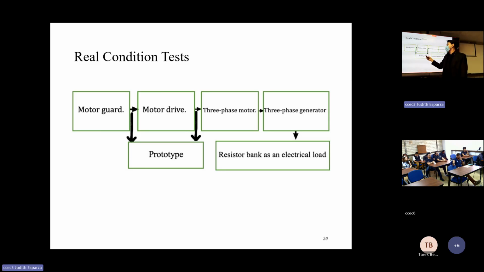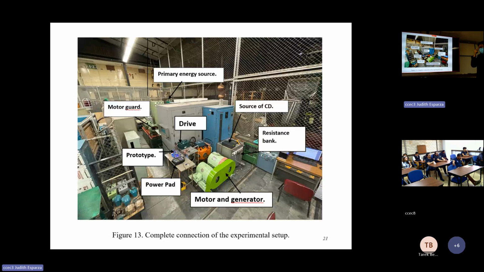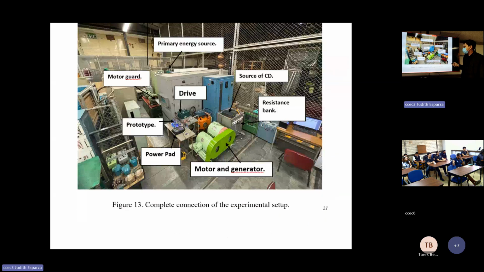The prototype is connected to the motor drive at input and output. These are the pictures. I have the whole setup: the primary energy source, the motor, the drive, the prototype, and a commercial equipment. This is a power pod with a motor and generator, the resistance bank, and the source.